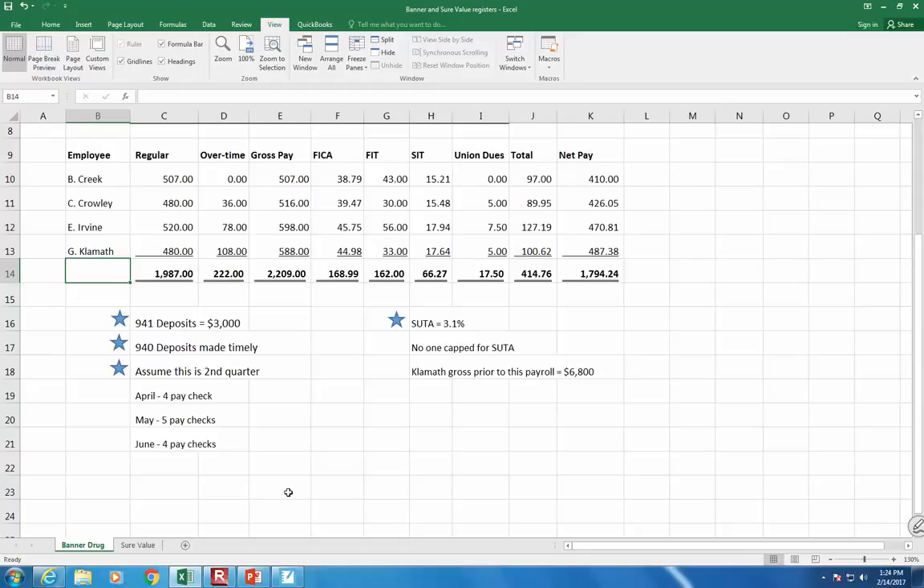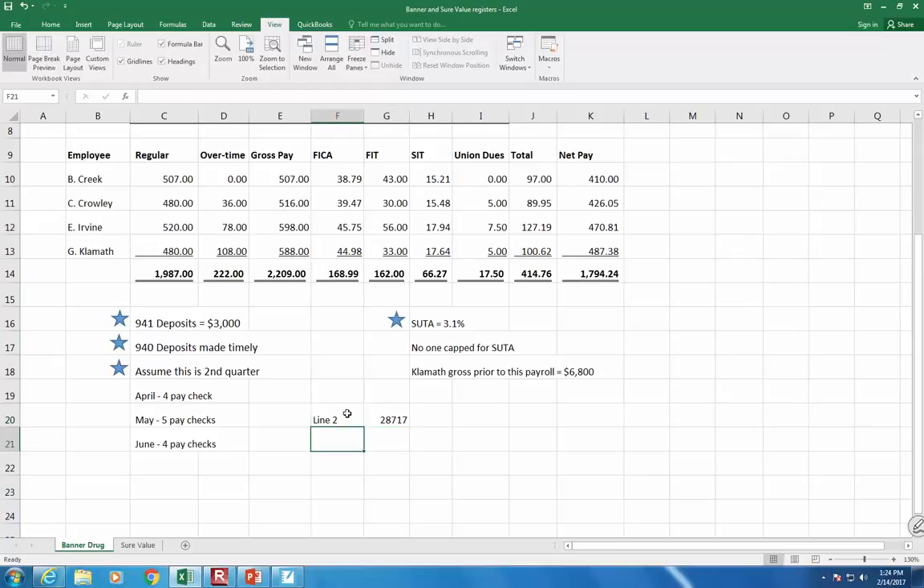28717. Where'd you get that? From the number of paychecks in the quarter. Because I pay weekly, you can't just assume 12, can you? No. Was that line 2 again?